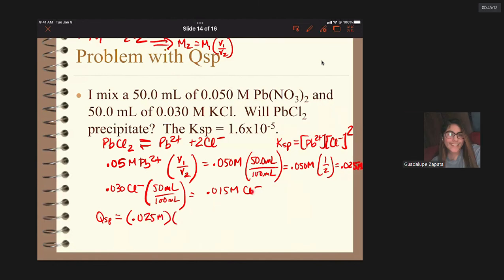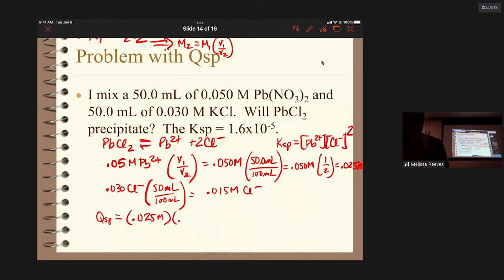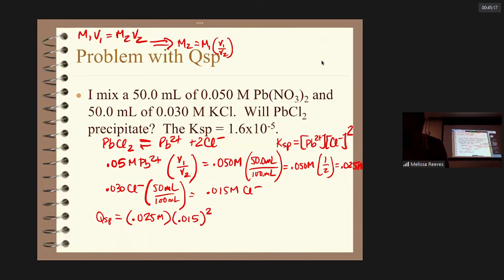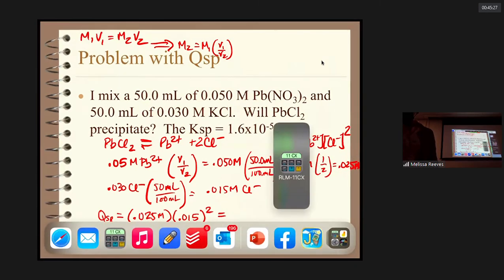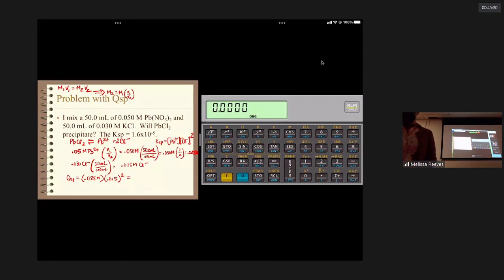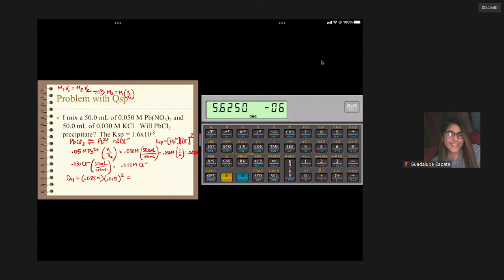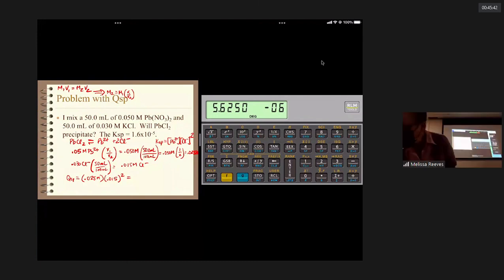And it's my chloride concentration squared. So what is that equal to? Oh, I have 1 minute. I was going to say, let's do it as a short answer, but let's not. Let's just get the answer real quick. I get 5.6 times 10 to the minus 6.